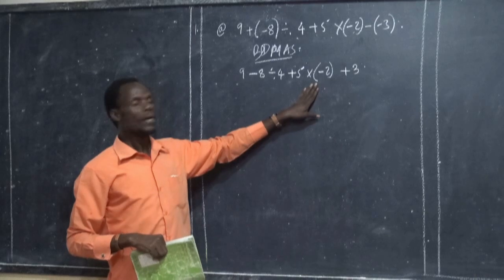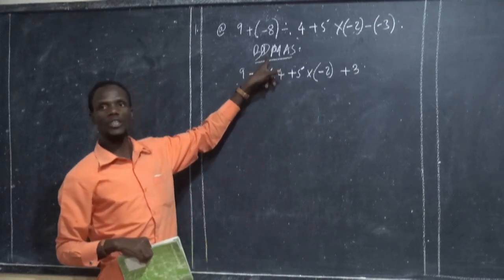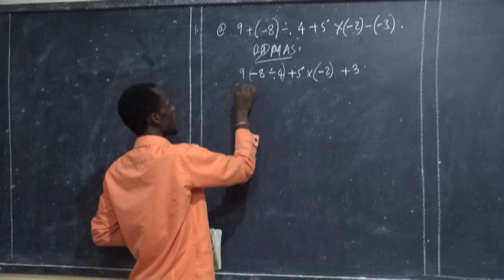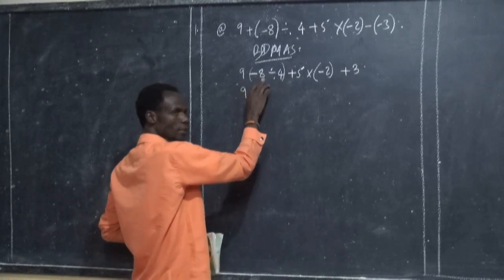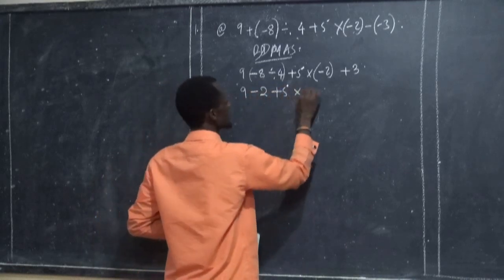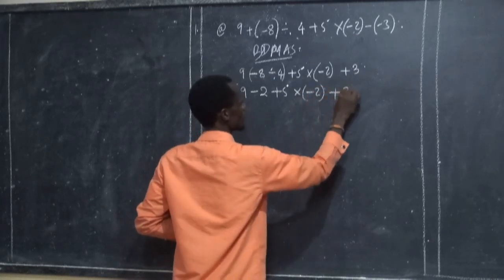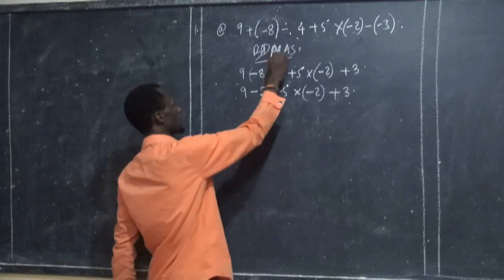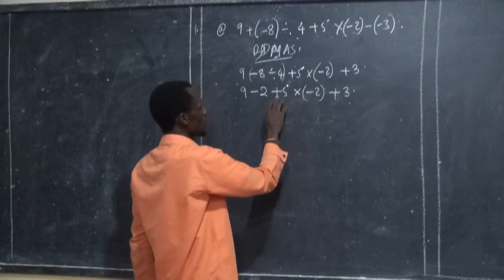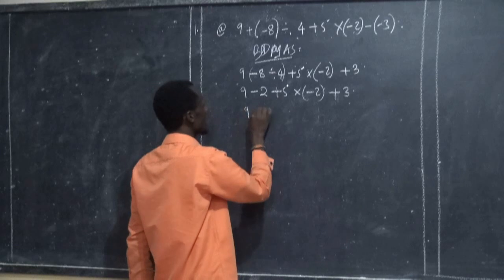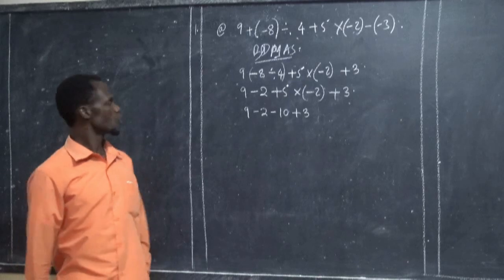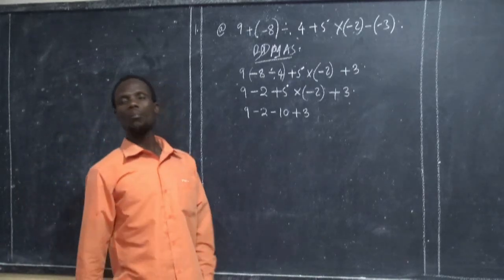You understand? Now what we have to follow is division. That is to say, negative 80 divided by 4, which gives negative 2. Then positive 5, then times negative 2, then plus 3. After division we have multiplication. Here it is 5 times negative 2, which means positive times negative. Then you have 9, negative 2, then negative 10, then positive 3. So here we're talking about BODMAS.